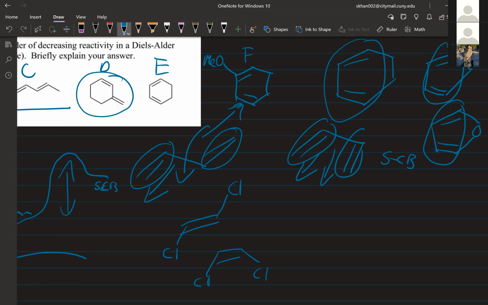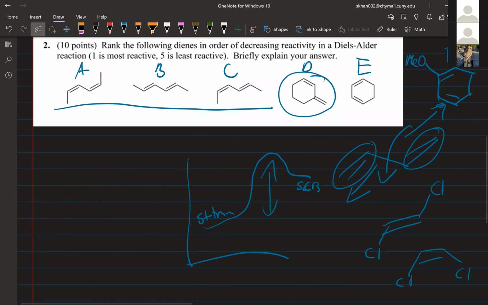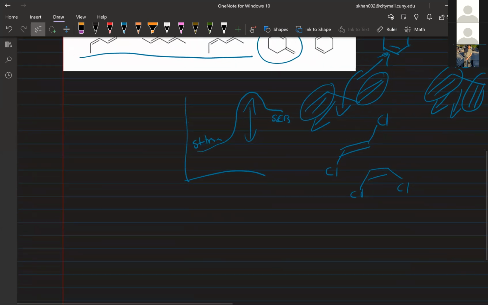So the first priority is if it's locked into a certain kind of conformation. Then you could compare electron donating groups or whatever. But if the electron donating groups are similar, like we see in A through C, then we have to figure out how likely it is to rotate. That's what this question was going for. You have to make sure you do the rotations right. So let's do those.